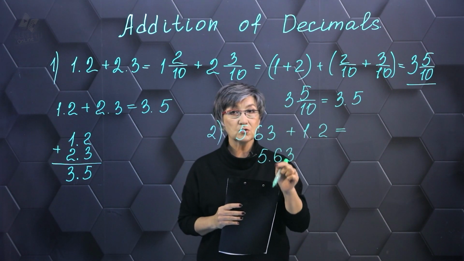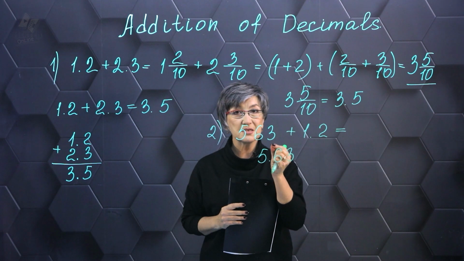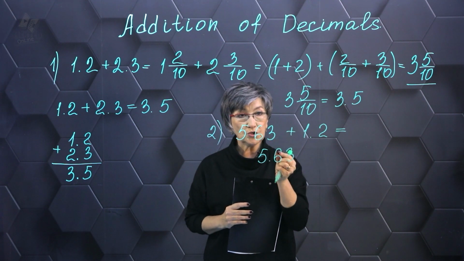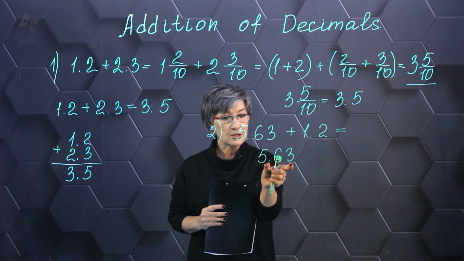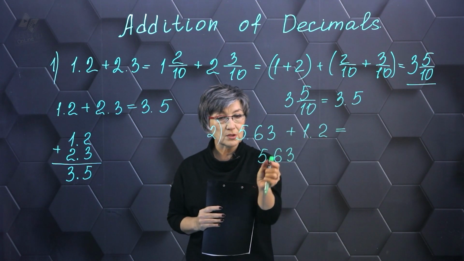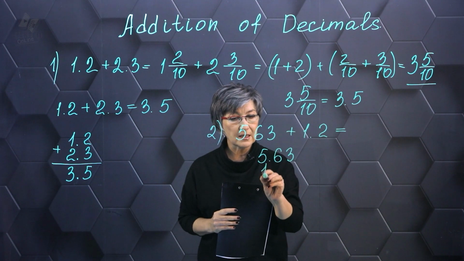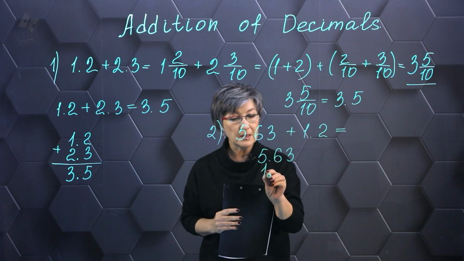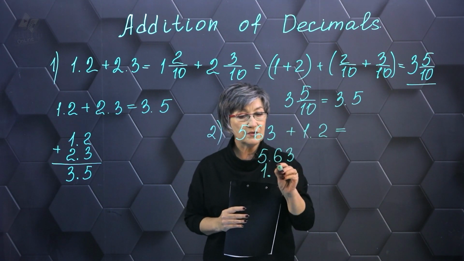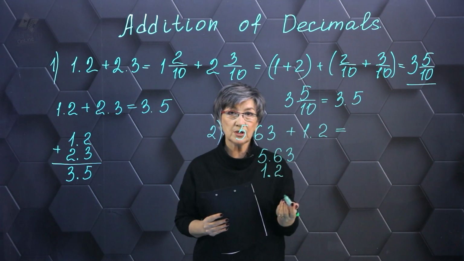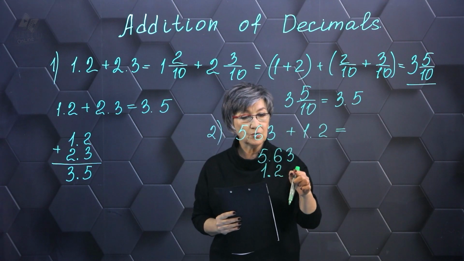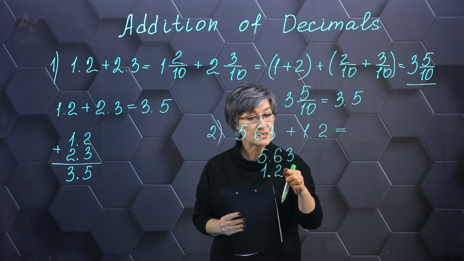We've talked about writing the whole part under the whole part, the point under the point. So I write 1 whole under 5 wholes, put a dot, and I write 2 tenths under the 6 tenths. But what's going on here? The thing is, we haven't written any number under the 3.